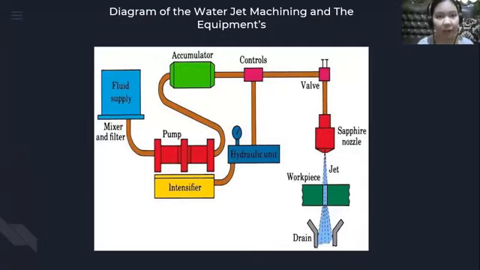This is the diagram of the water jet machining and equipment. There are fluid supply, intensifier, pump, accumulator, hydraulic unit, controls, valve, separator, nozzle, jet, workpiece, and drain. Next.